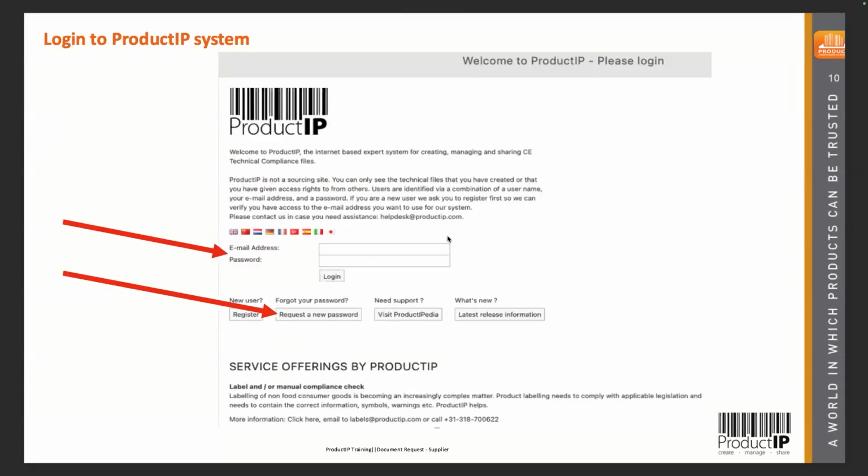So when you are registered, then you can go to the login page, and here your email address is the username and your chosen password, and you can log in. If you have forgotten your password, you can request a new password with this function, with this button here.